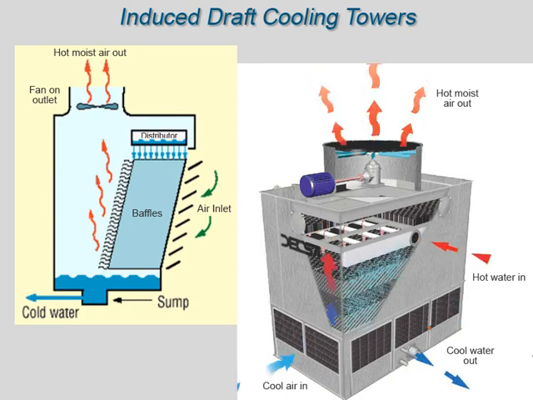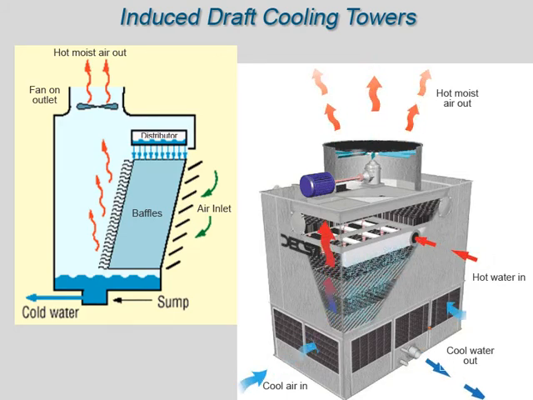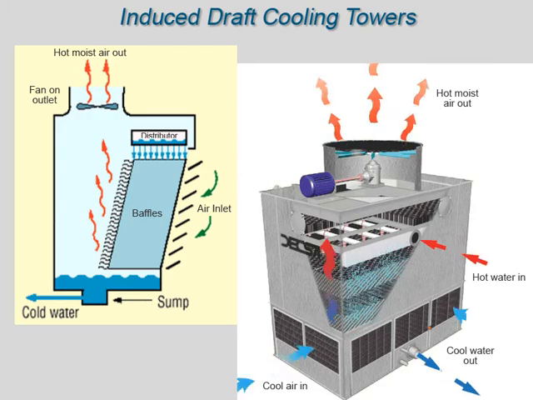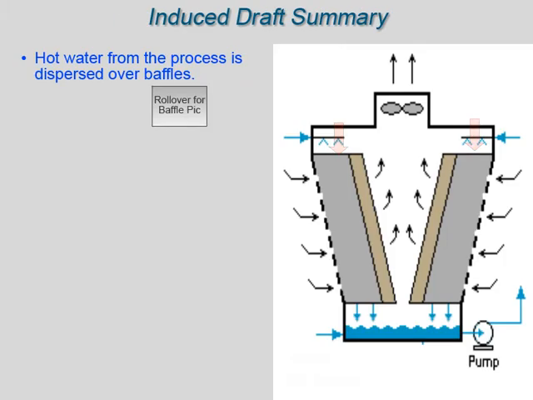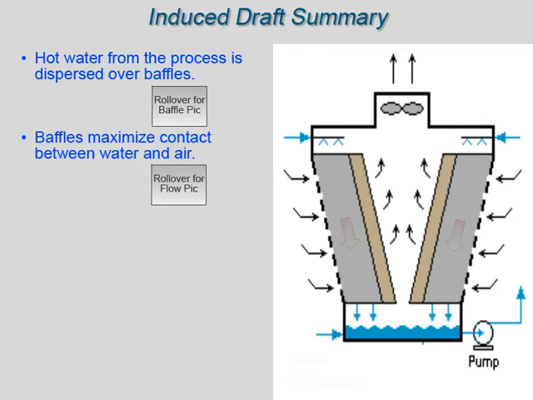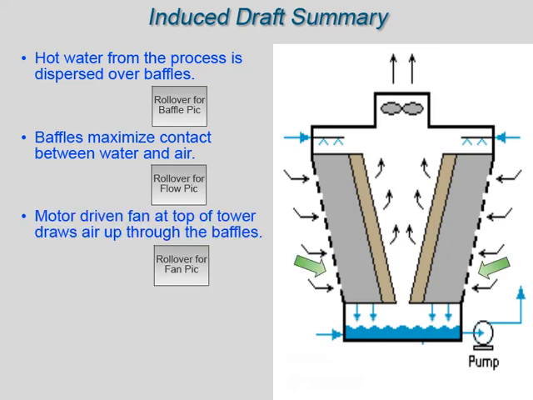The cooled water drains out of the baffles into the cold water sump, where it is pumped back to the system for further cooling. The hot moist air is drawn out by the fan on top of the tower. Hot water from the facility process is dispersed over baffles. Baffles cause an increased surface area and maximize the contact between the water and the air. An electric motor-driven fan at the top of the tower draws air up through the baffles.